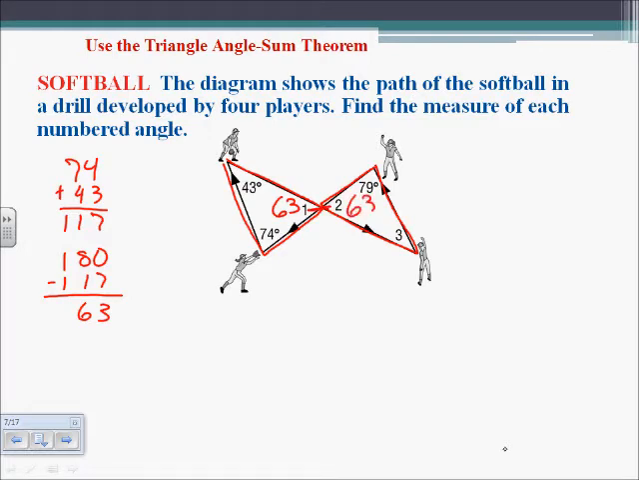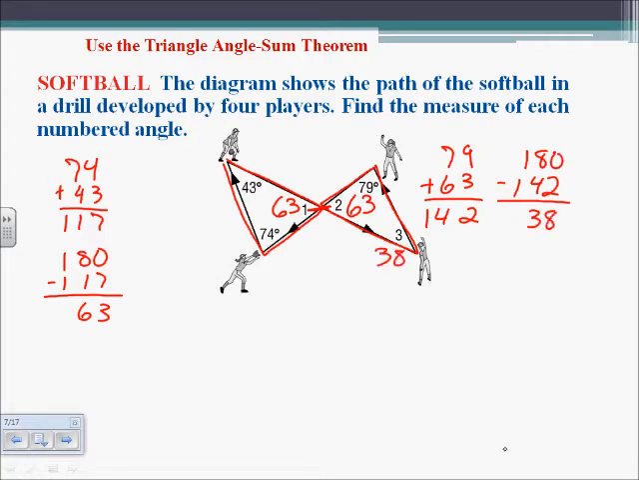They are vertical angles, and we know that vertical angles are congruent, so therefore that is going to be 63 degrees. We have 2 out of the 3 angles shown for the triangle on the right, so we have 79 plus 63, and that's going to be 142. And out of 180 degrees possible, we can subtract off the 142, and we're left with 38. So therefore the measure of angle 3 is 38 degrees.